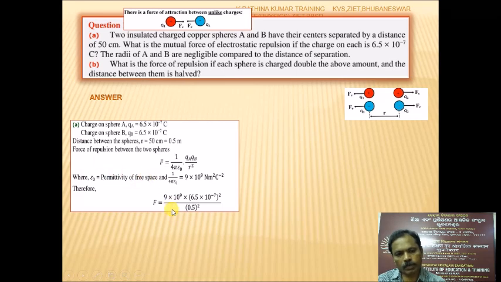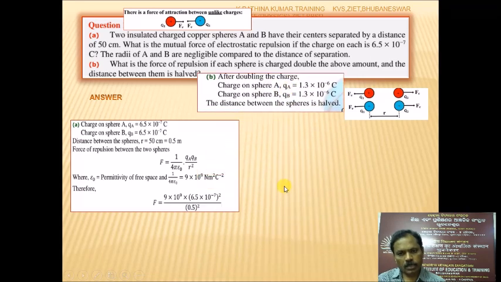Then force in the first case will be, on substituting the above values, 9 into 10 power 9 into 6.5 into 10 power minus 7 the whole square divided by 0.5 the whole square. Then the second question will be, after doubling the charge, charge on sphere A is 1.3 into 10 power minus 6 coulomb, and charge on sphere B is 1.3 into 10 power minus 6 coulomb. The distance between the spheres is R. That is why it is halved when the distance is reduced. The distance is 0.5 by 2, that is 0.25 meter.